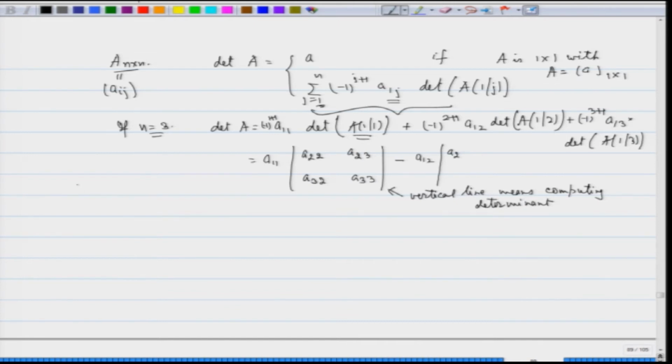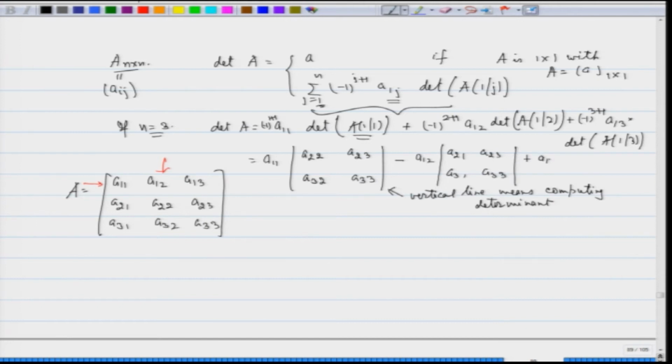So, let me write it so that there is no confusion here. A11, A12, A13, A21, A22, A23, A31, A32, A33. This is the matrix that we are looking at. So, I am supposed to remove the first row and second column, fine. So, I am left out with A21 and A23, similarly A31 and A33.